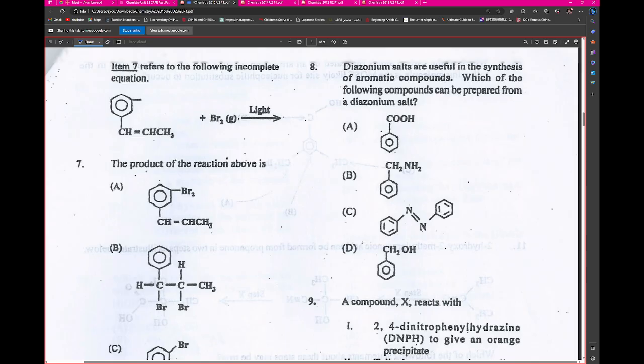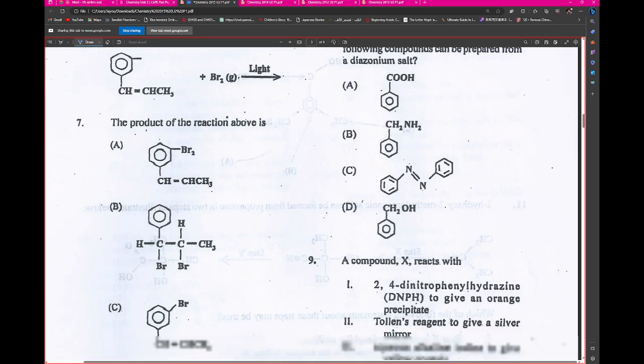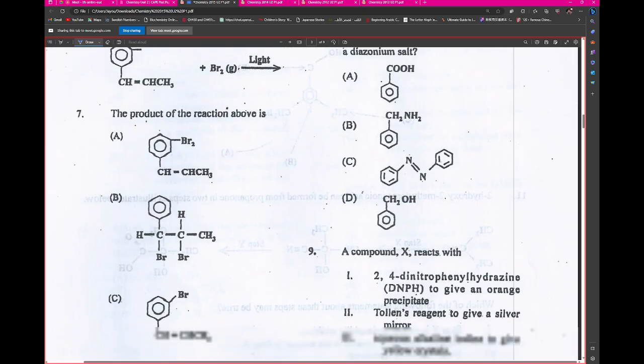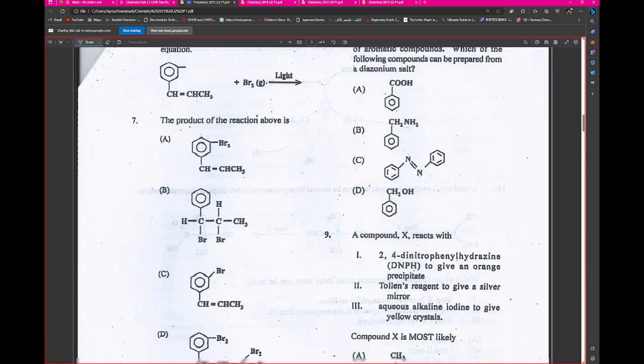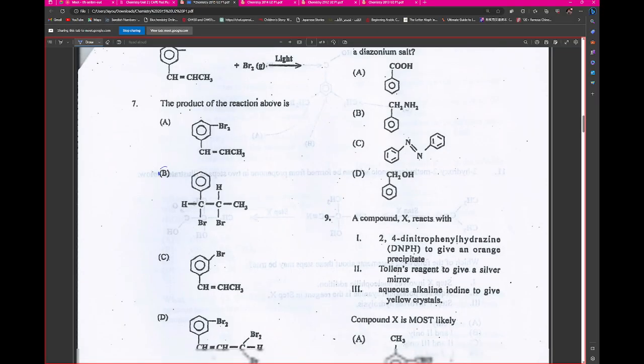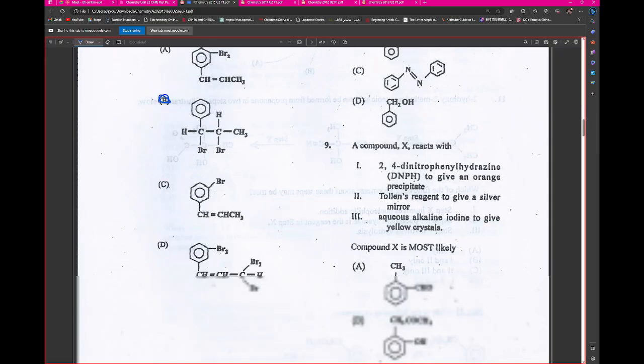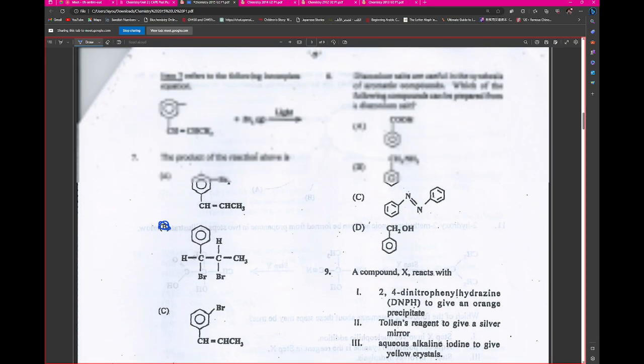All right, number 7. Allow this to clear up. The product of the reaction above is, so we have this product here. So what would this be? B. B. All right. That's one question there. All right. So number 8, this, right. Diazonium salts are useful in the synthesis of aromatic compounds. Which of the following compounds can be prepared from a diazonium salt? C.